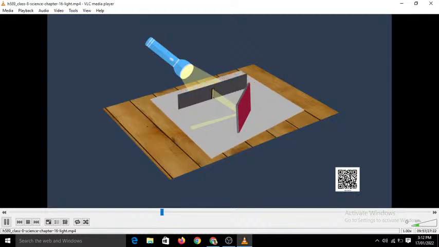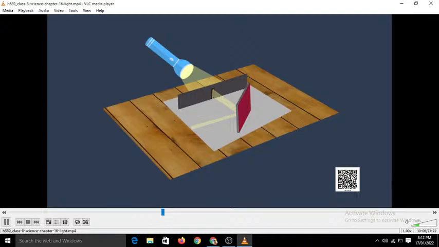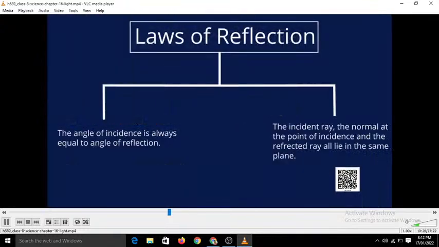The sheet of paper represents one plane on the table. If we cut and bend the paper as shown here, we create a different plane. Now we can only see the incident ray and the normal because they are present on the same plane, and because of the change of plane we are not able to see the reflected ray. This proves the second law of reflection, that is, the incident ray, the normal at the point of incidence, and the reflected ray all lie in the same plane.